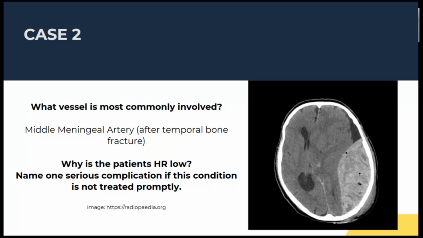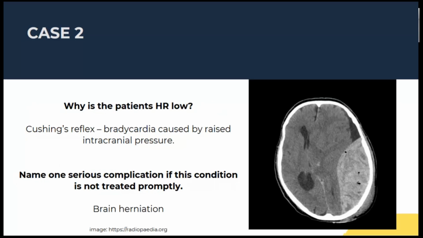Yes, that's correct, Prashni. So raised intracranial pressure can lead to bradycardia, and that's because of Cushing's reflex. So the vagus nerve is stimulated, and you have an increase in intracranial pressure, and that leads to a triad of signs: bradycardia, high blood pressure, or hypertension, and then you'd also get irregular breathing.